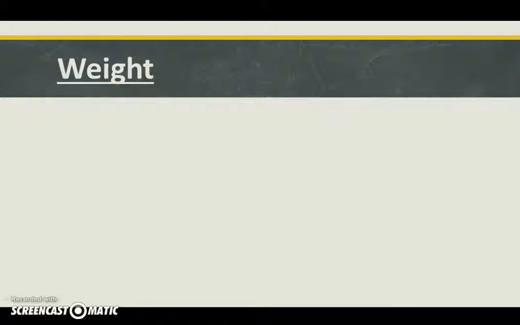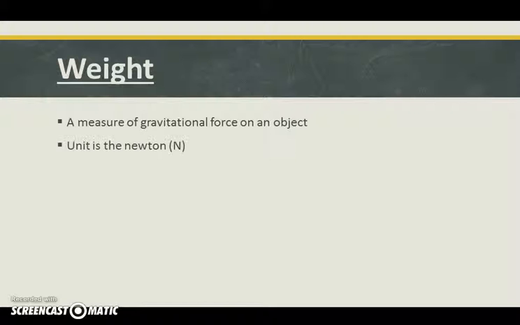Okay, another thing that we're going to be looking at in this class is weight. And weight is a measure of a gravitational force acting on an object. So when I say weight, you're probably thinking of pounds, right? Well, weight is actually not in pounds. Weight, because it is a force, is measured in newtons. Okay? And you'll see this in physical science or physics if you decide to take one of those two. But we will use newtons for weight, okay?